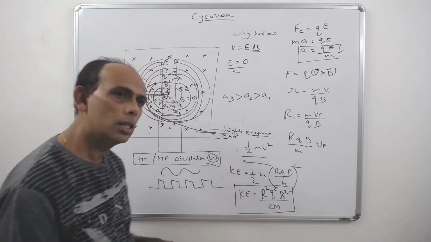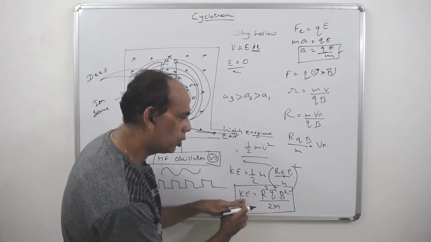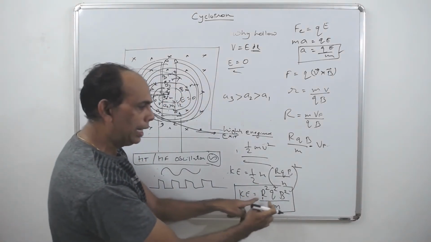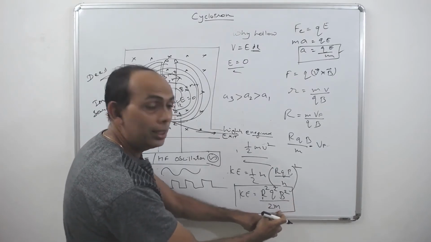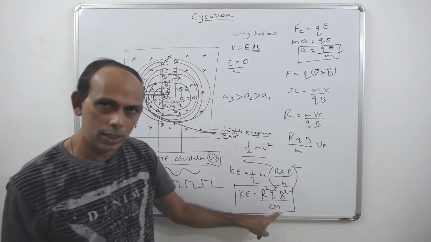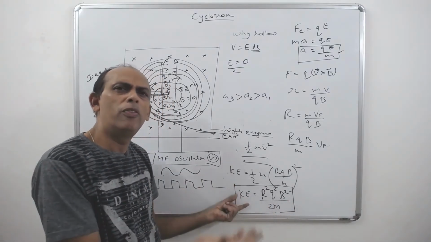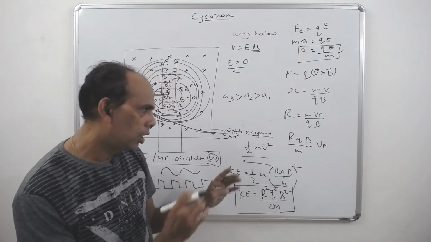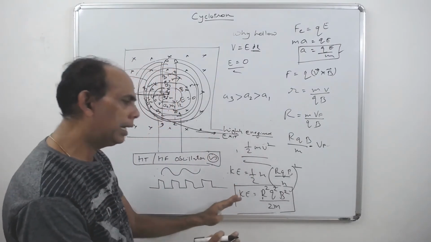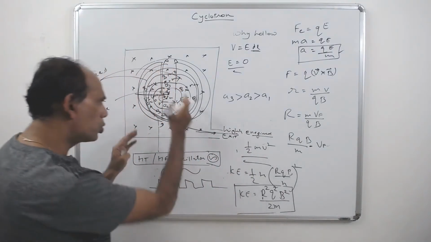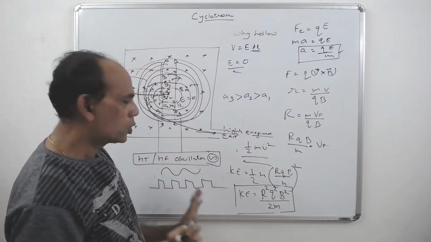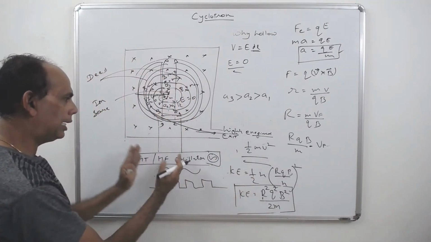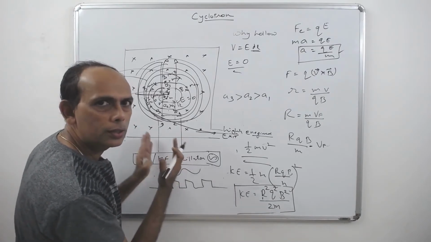Now understand this. This kinetic energy depends on the maximum radius. It depends on the charge, the magnetic field and the mass. So if you have a smaller mass, the kinetic energy will be very big. If you have a larger mass, the kinetic energy will be very small. We want the kinetic energy to be such that the particle must not go out of sync.